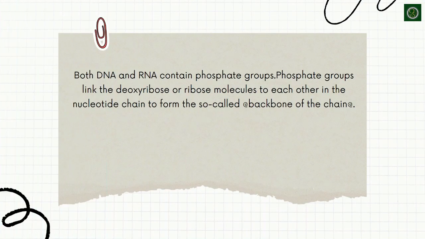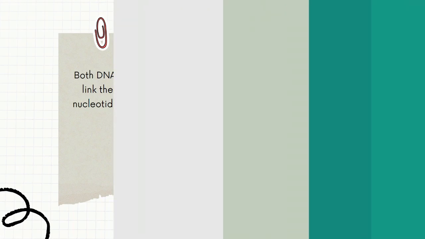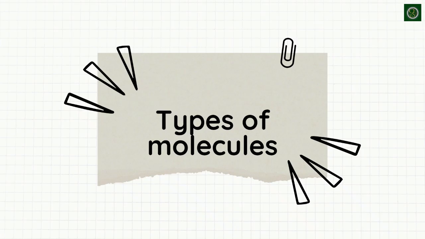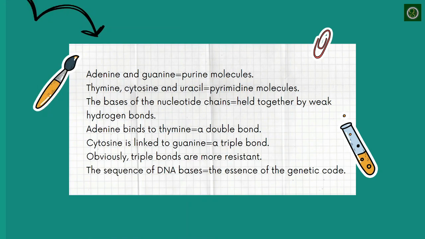Both DNA and RNA contain phosphate groups. Phosphate groups link the deoxyribose or ribose molecules to each other in the nucleotide chain to form the so-called backbone of the chain. Now I suggest you pause this video and screenshot this slide showing a comparison between DNA and RNA.